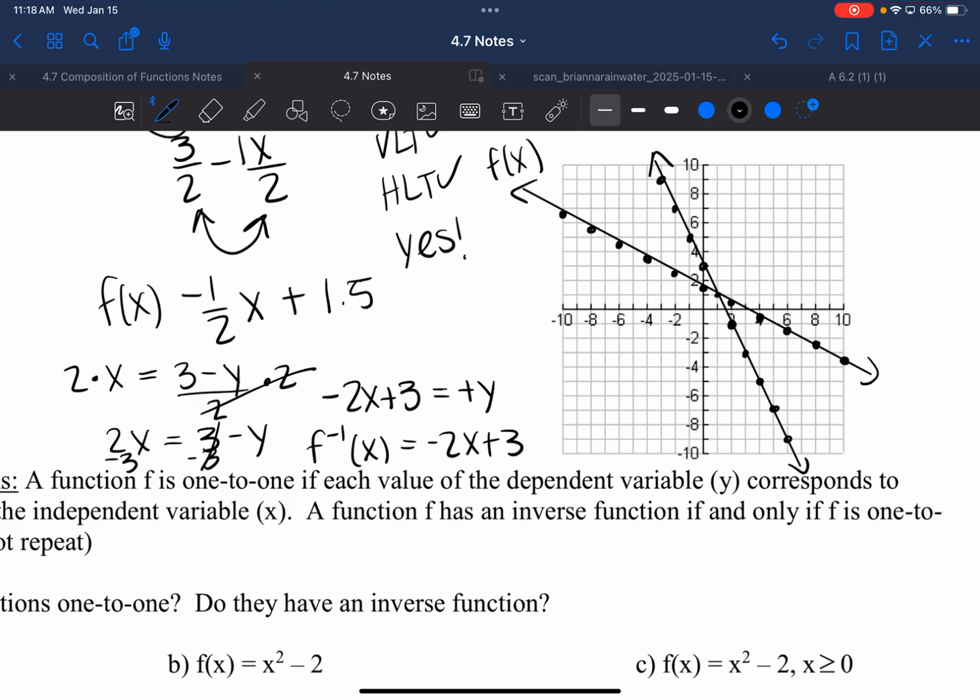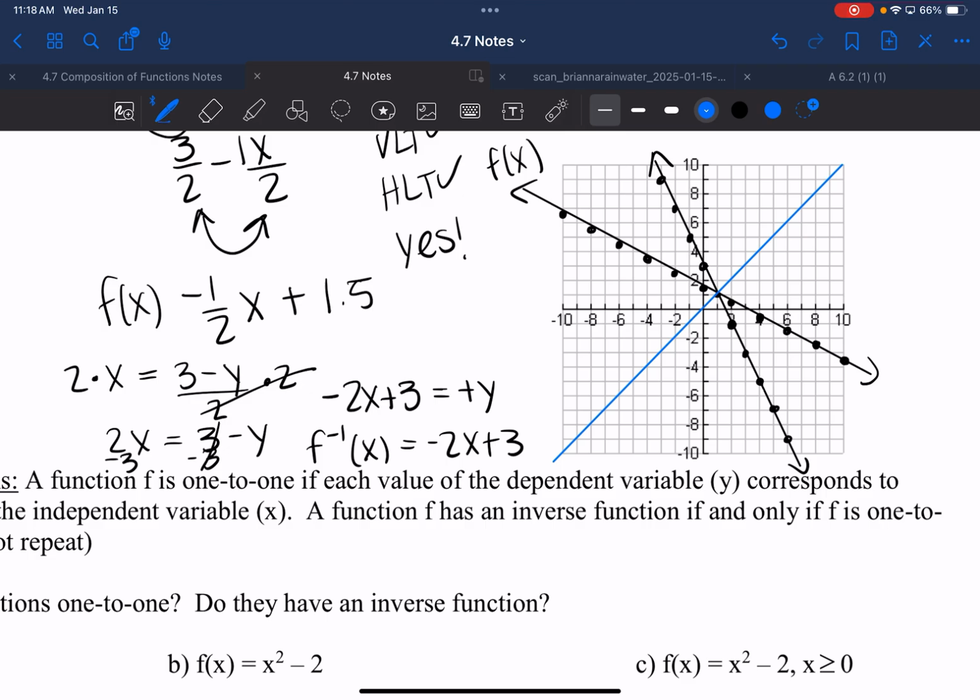And these would be equidistant across our line, y equals x. All right? Okay. All right, I want you guys to try the examples at the bottom, A, B, and C.